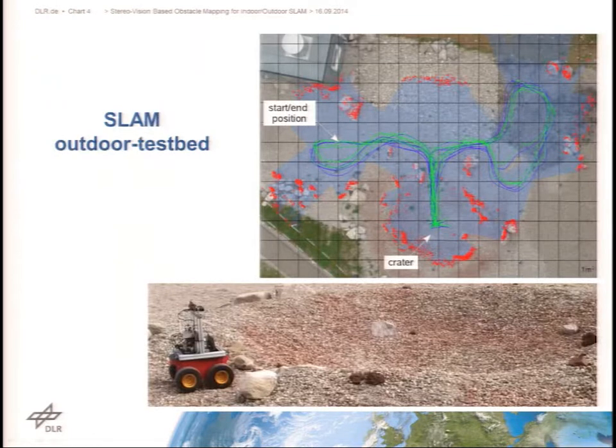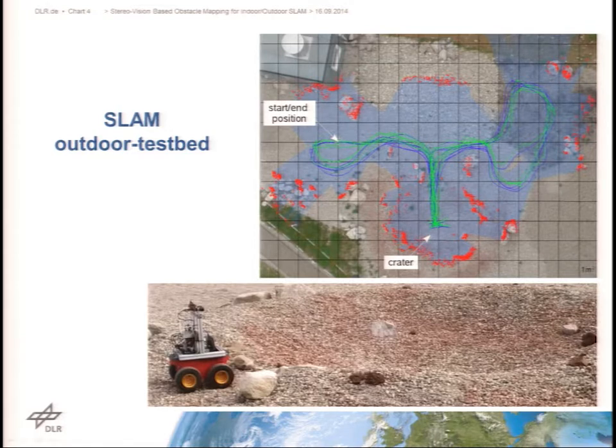We tested our system in different environments. One is our outdoor test bed, shown here in an aerial image. We have several types of gravel, as well as large rocks and a crater. For the ground truth, we used a tachymeter for the tracking, and this is the blue line. The green line is the sequentially logged SLAM positions.